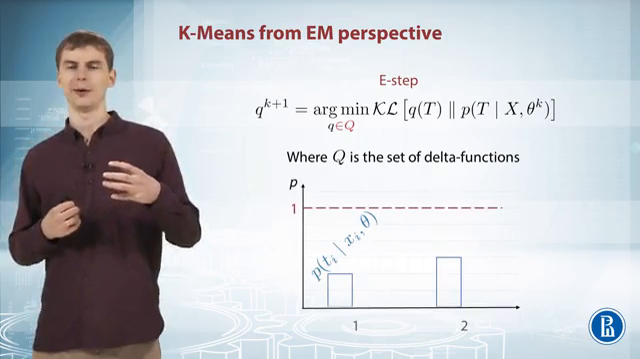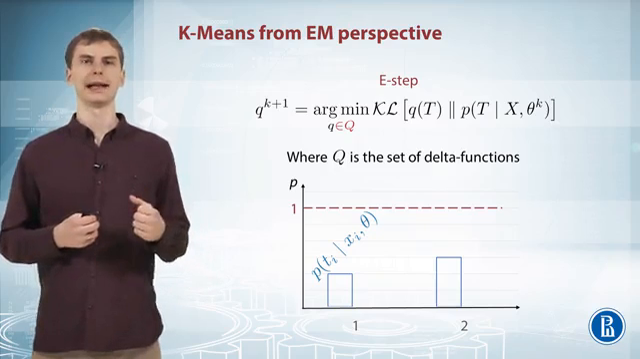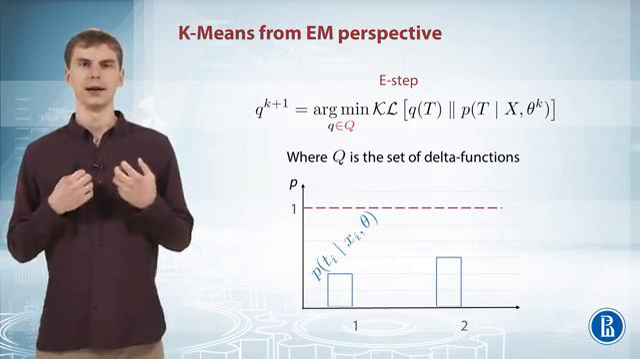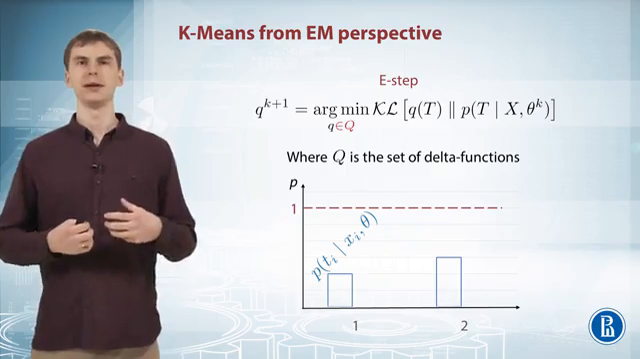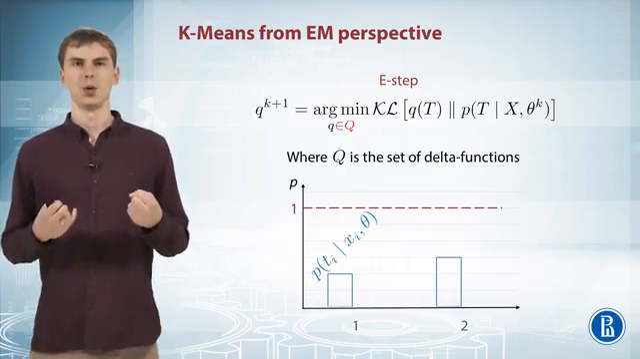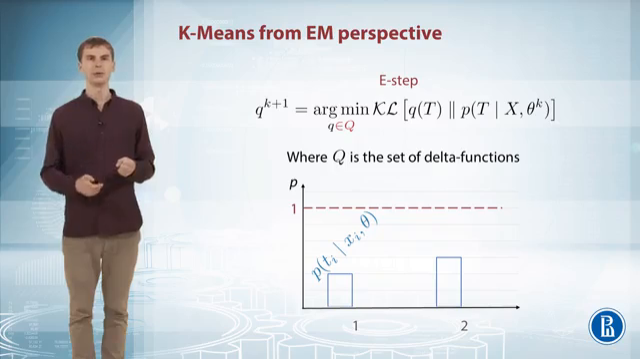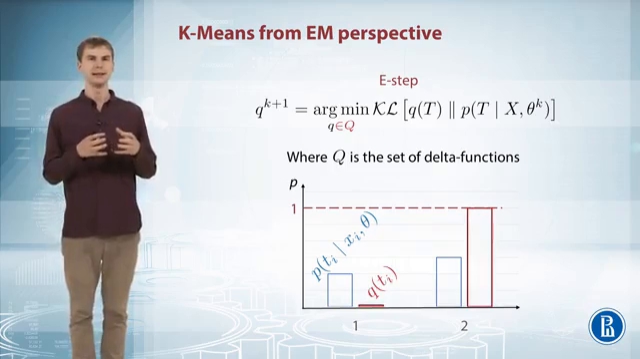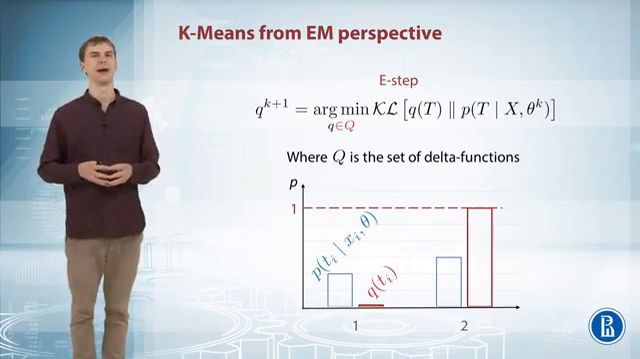So our data point belongs to cluster number 2 with probability like 0.6 and cluster number 1 with probability 0.4. What do you think the delta function approximation will be? What will be the closest Q to it according to KL distance among the family of delta functions? Well, it will be a distribution like this. It will put all the probability mass into the class that had the highest probability according to our posterior.